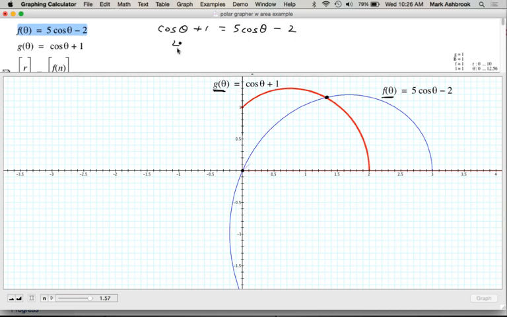So you get 4 cosine theta equals 3. So I subtracted cosine theta from both sides, I added 2 to both sides, and then I switched sides. So cosine theta equals 3/4. Is that a standard angle that we know? No, not quite. So we'll just write it as inverse cosine of 3/4.